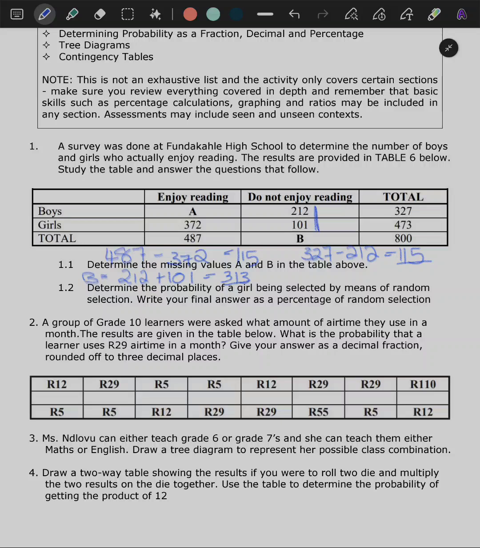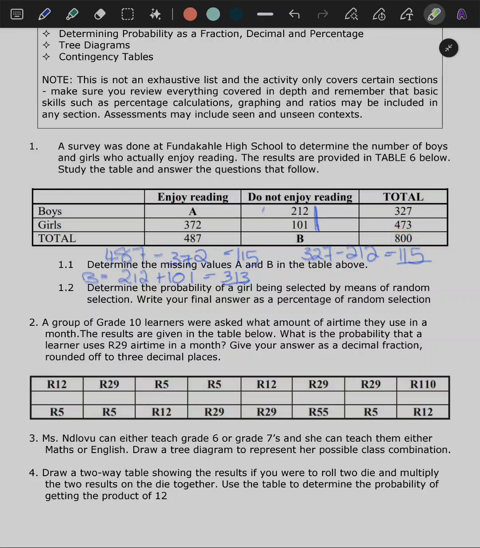Then they wanted to determine the probability of a girl being selected by means of random selection. Write your answer as a percentage. We are almost always dealing with random selection in Maths Lit. It's just whether it's from the whole group or from a subset of the group. In this case, they're asking us about girls, so we're looking at the probability of girls out of the total. I don't want to look in the enjoys reading or does not enjoy reading columns, because those are only sections of the girls. We want to know girls in general. So this is the total girls that we have, and it's a percentage of the total learners altogether.